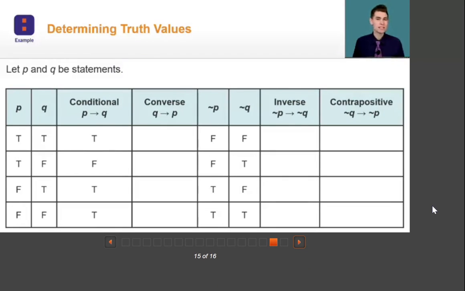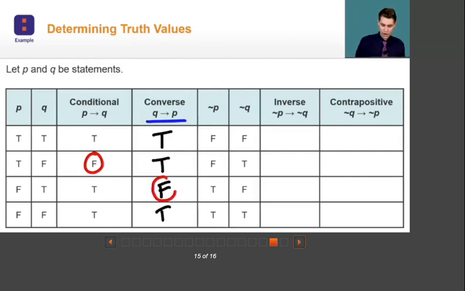Remember that a conditional statement is only false when we have a truth implying a false. Now we saw that here when P was true and implied Q, which is false. Let's now apply this to the converse. So we'll begin with the Q this time. Now if both P and Q are true, then the converse is true. But if we have Q, which is false, implying P, which is true, then the converse is true. But if we have Q, which is true, implying P, which is false, then the converse is false. If both Q and P are false, then the converse is true. So notice here that the converse is false only if Q is true and implies P, which is false.